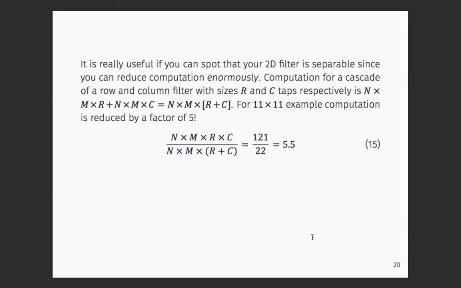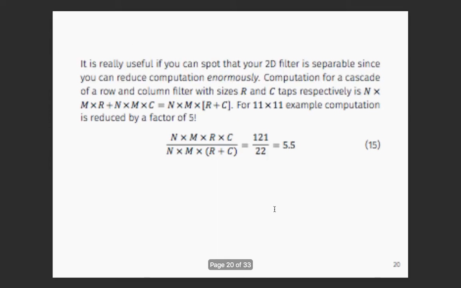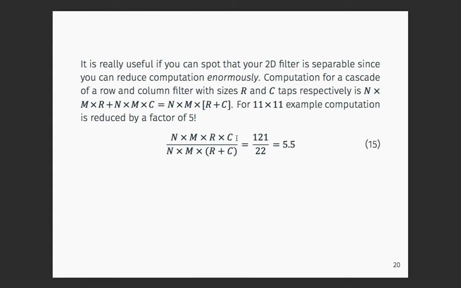So here's the reason why it's interesting. Now we do two convolutions, and why would that be simpler? Well, it's simpler because these 1D convolutions are much simpler. This is the full equation. Your picture is of size n by m, and R and C are the size of your original mask. Because it's a 2D mask, the number of pixels you have is R by C. So this is what you get.